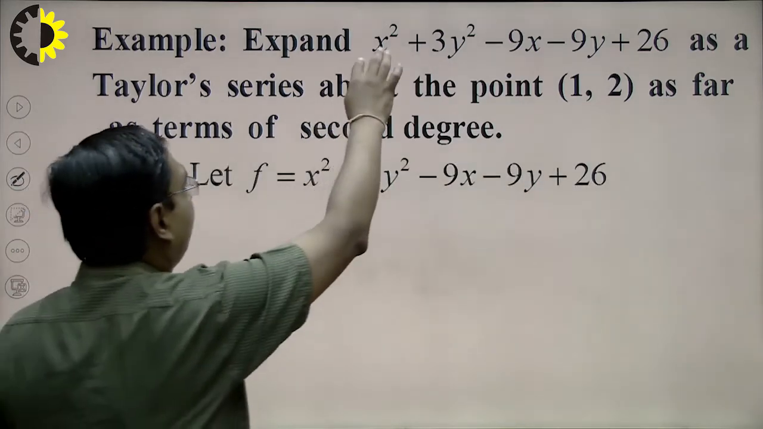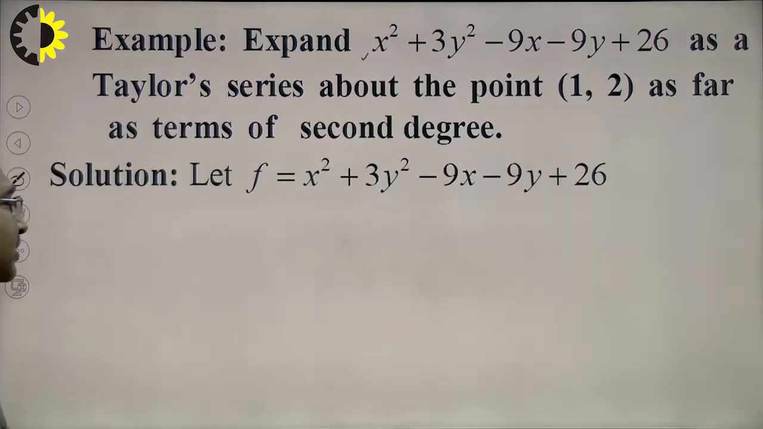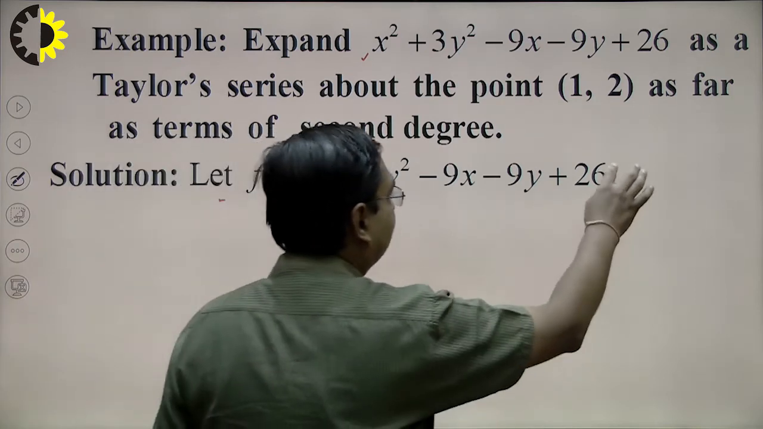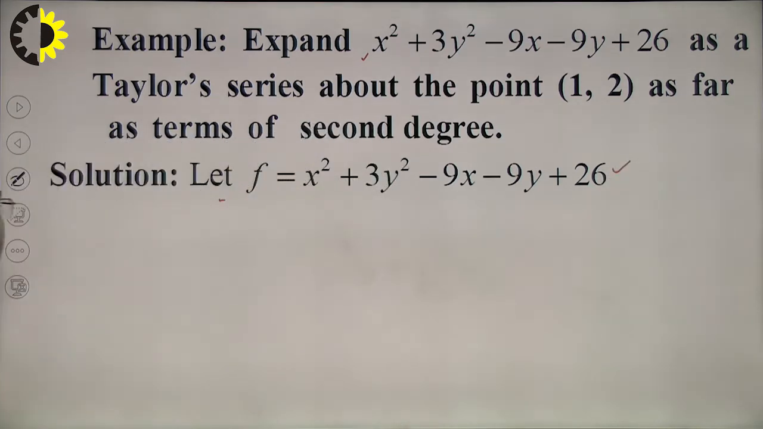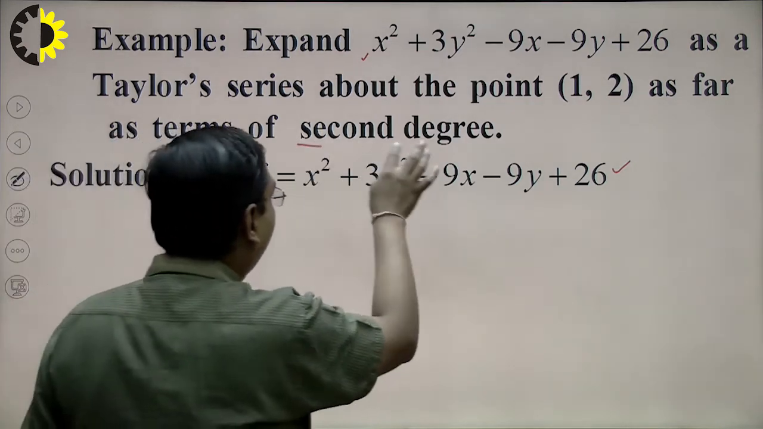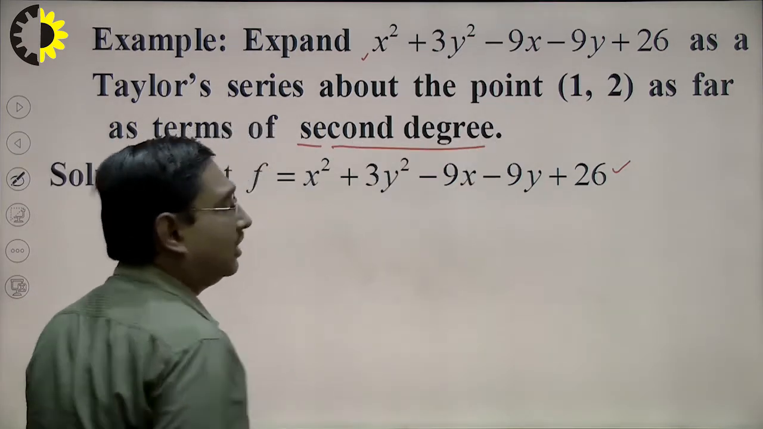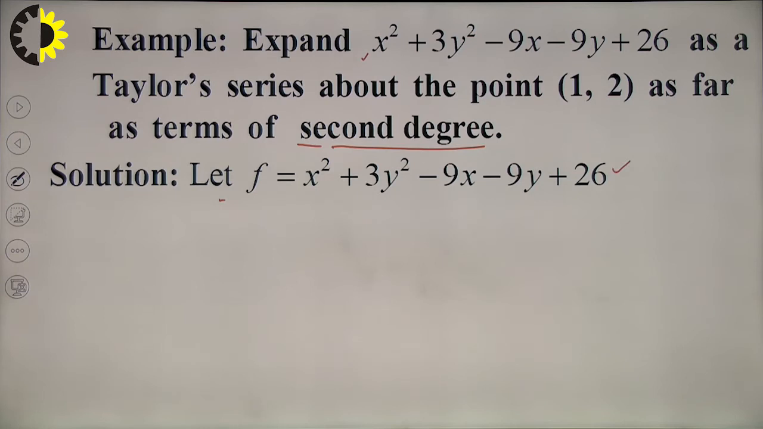This function, which is to be expanded, is taken as f. So, f is written as x square plus 3y square minus 9x minus 9y plus 26. Now, I calculate all derivatives up to second order, because the expansion is required up to second degree terms.